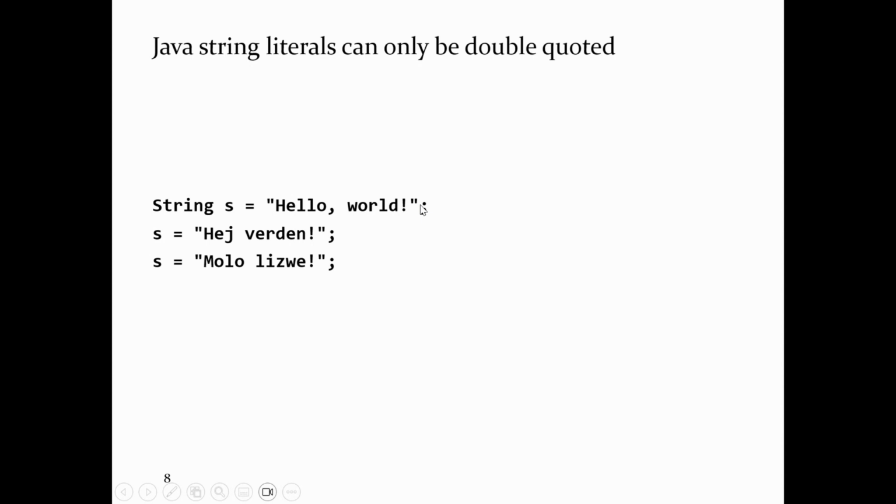Right? So here, we've got the string hello world. Notice that there's another word here that has appeared that's different than Python. I'll explain that in a minute. If you want to write down a literal string in Java, it must be double quoted.